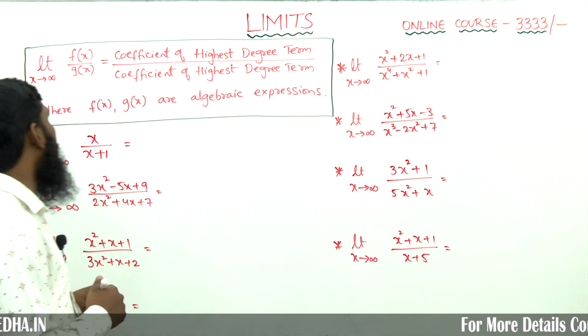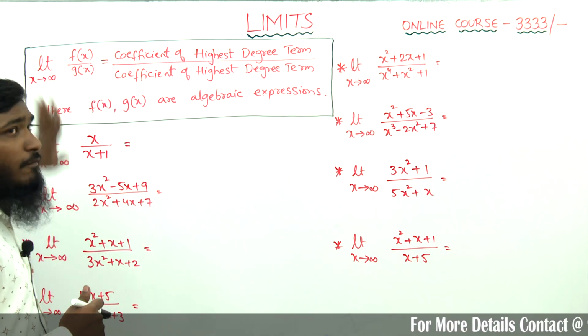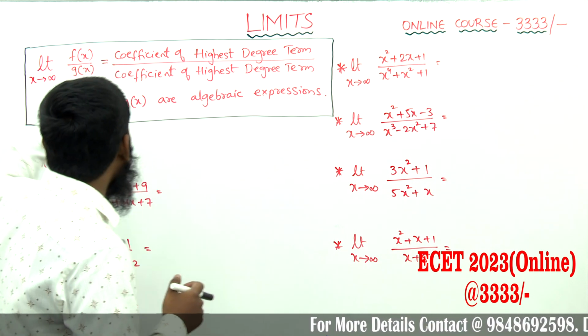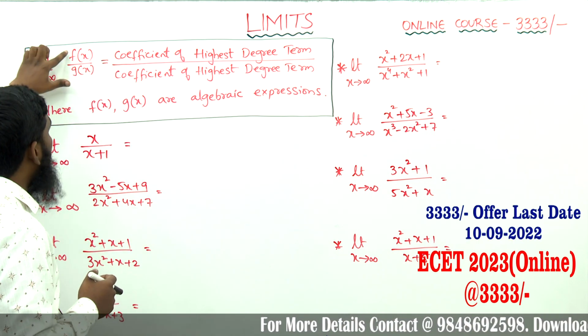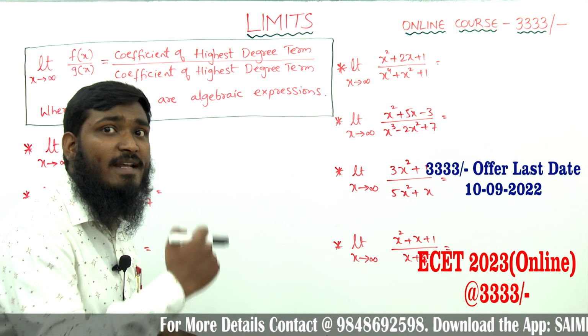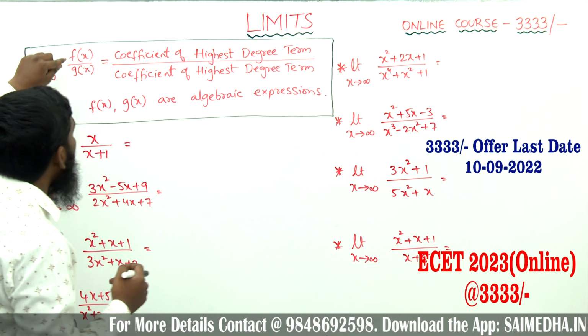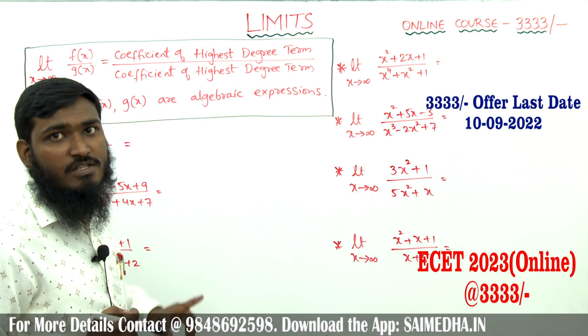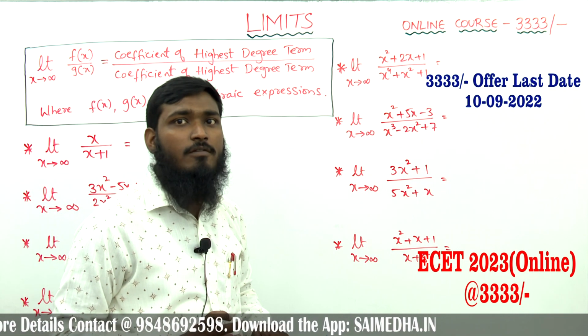Now let us concentrate over here. Limit x tends to infinity. What is the TSR over here? What is the time saving result? Limit x tends to infinity, f of x divided by g of x, whenever we have functions both in the numerator as well as in the denominator, and these functions should be algebraic functions. Algebraic expressions should be there, compulsory.